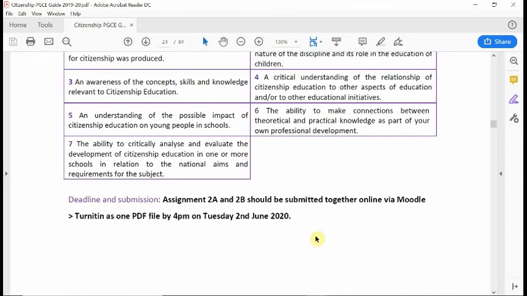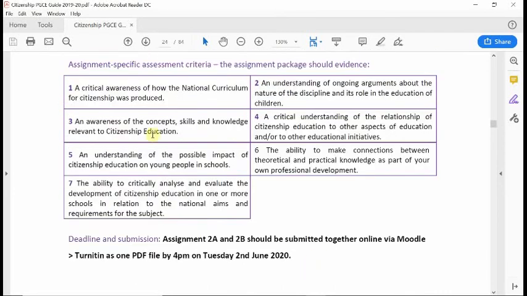Anyone who requires extenuating circumstances or SORA extensions, do submit that to the APO, and in this particular case, Liz Taylor, as soon as possible. Of course, a week extension would be the 28th of April, the following Tuesday, or in the case of Tuesday, the 2nd of June, it would be the 9th of June, the following Tuesday. And you'll be assessed on these assessment-specific criteria.